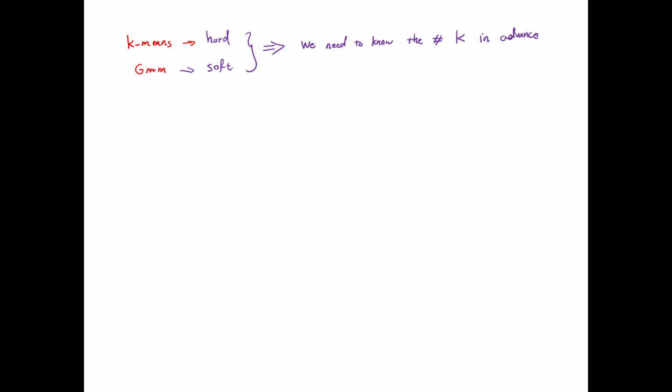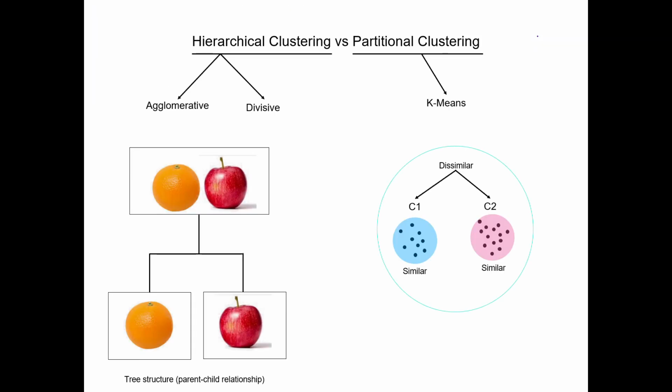But the good thing about hierarchical clustering is that you calculate it first, and then you decide how many clusters you want, which means post-decision making. It's not like k-means and GMM, which are pre-decision making, where I need to know the number of clusters in advance. Okay. So we're going to talk about hierarchical clustering.